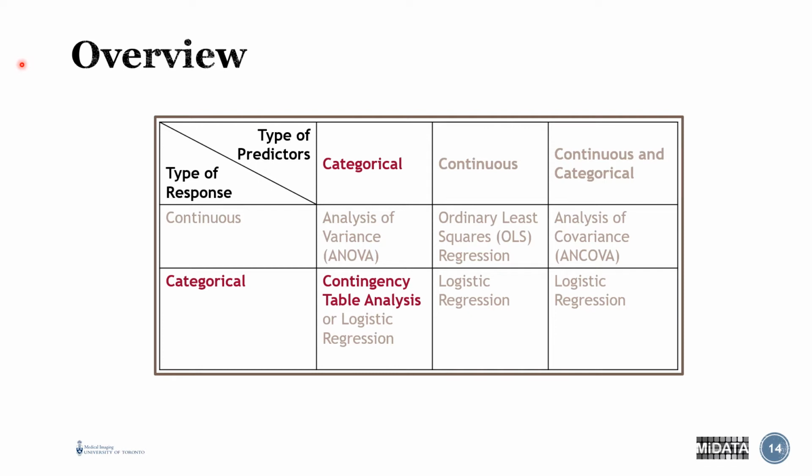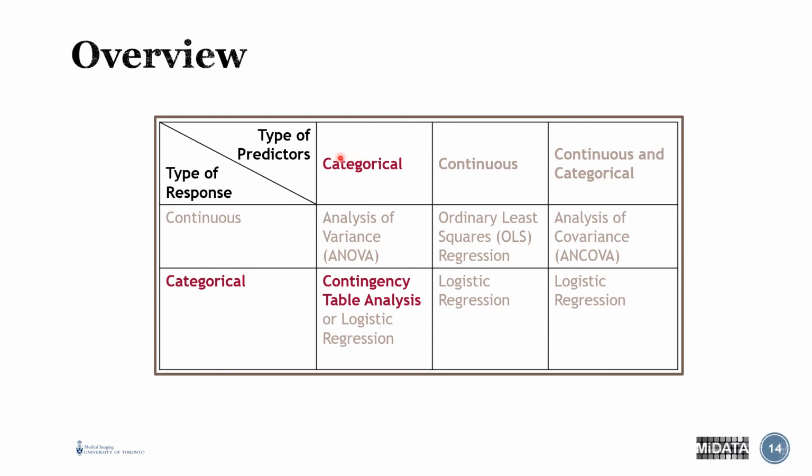Here's a useful table that I'm going to come back to many times throughout this course because it's a nice overview of what we cover in this course. As columns, we have the type of predictors or explanatory variables or independent variables, however you wish to call them. Here, we have categorical data, we have continuous data, and we can have continuous and categorical predictors together. As rows, we have the type of response, which is also the outcome or the dependent variable. We can have a continuous dependent variable, or we can have a categorical dependent variable.